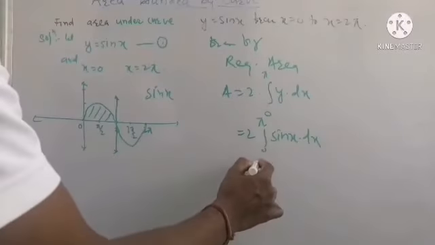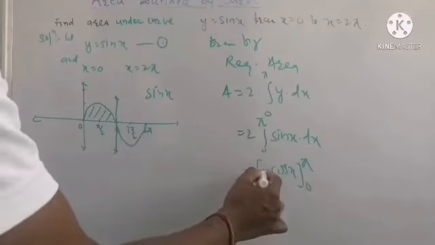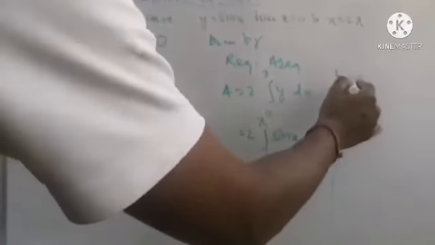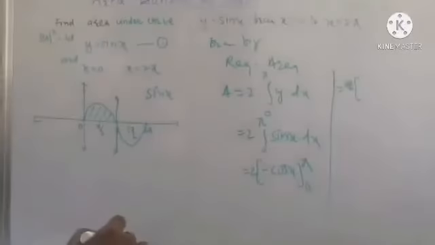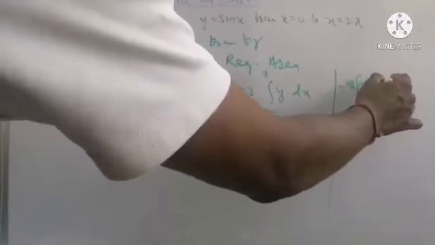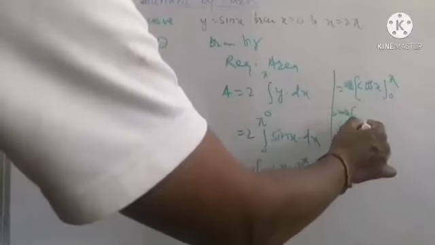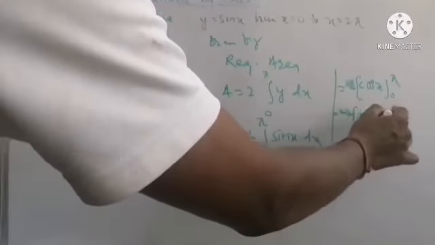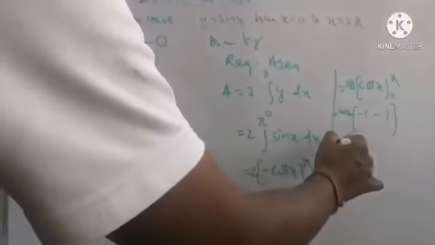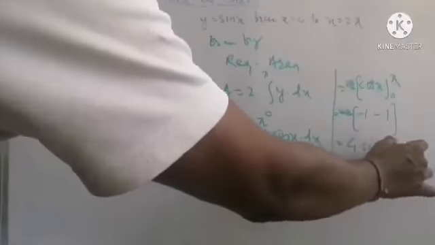Now a simple integration: the integral of sin x is minus cos x with limits 0 to pi, as I missed the 2 here. So now taking the minus sign out of the bracket, I get minus 2 outside, and in the bracket only cos x with limits 0 to pi. Now minus 2 into upper limit cos pi, which has the value minus 1, minus lower limit cos 0, which has the value 1. Now minus 1 minus 1 is minus 2, so minus 2 into minus 2 gives 4 square units as our answer.